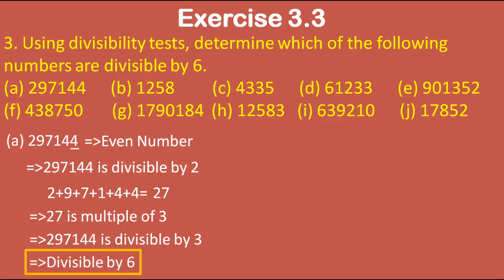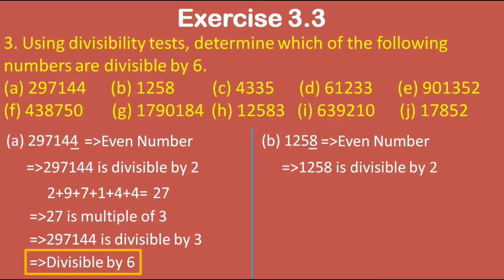Okay. Now let's move to the second number, that is 1258. Now let's check whether this number is an even number. Yeah, unit place has 8, means the number is even, therefore the number is divisible by 2. Okay. Now let's add the digits to check whether it is divisible by 3.